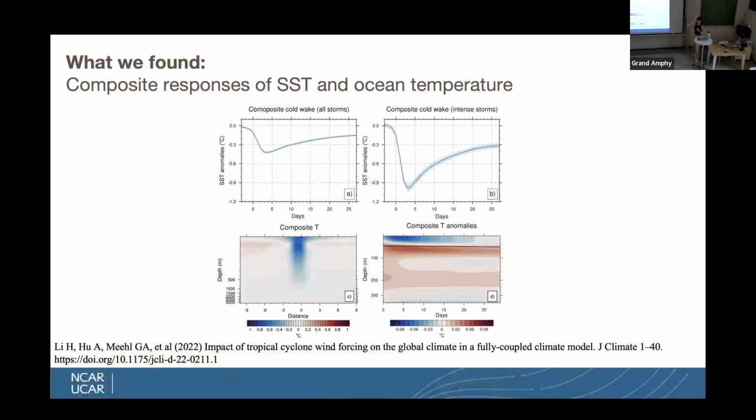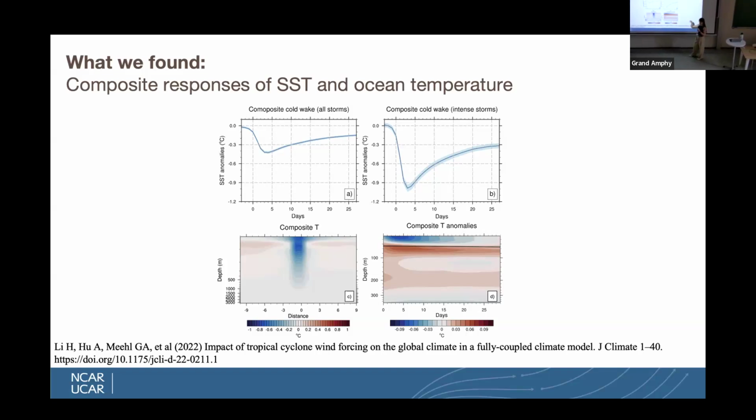Okay, so that was the whole setup, and now we're going to look at what we found in this model experiment. First of all, we want to look at the processes in individual storms. So we did a composite analysis, taking each individual day and compositing them together. The top 2 panels are the time series of the SST anomalies.